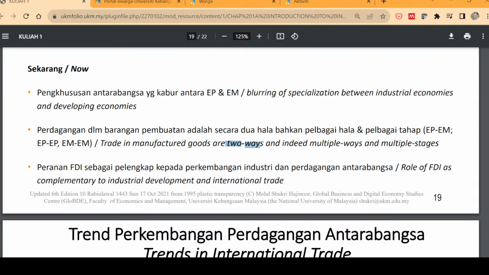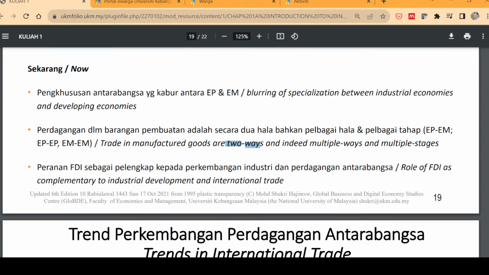How are there two ways? Now, if you can imagine here, on the left is developed countries, on the right is developing countries. The exports of manufactured goods come now from developed going to developing countries, and also the manufactured goods come from developing countries going to developed countries. Two ways.